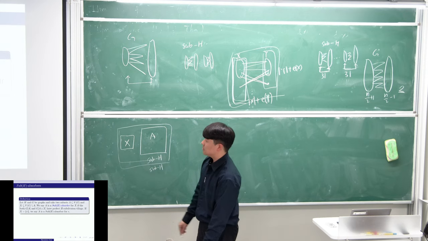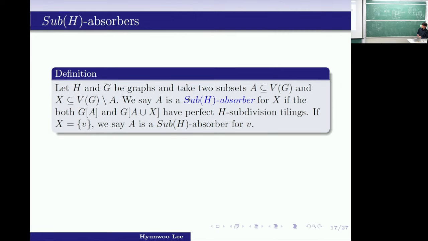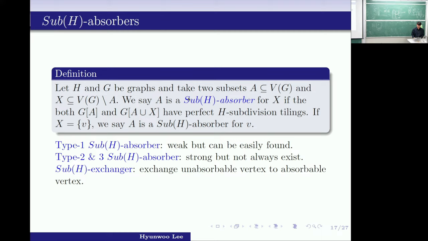So that was the idea, and to construct this type of absorber, we have three types of sub-H absorbers and one special unit which is called an exchanger. Basically, it is not an absorber, but it plays an important role. Let's talk about what a type 1 sub-H absorber is. It is weak, but it can be easily found. So this type 1 sub-H absorber is the most important sub-H absorber.